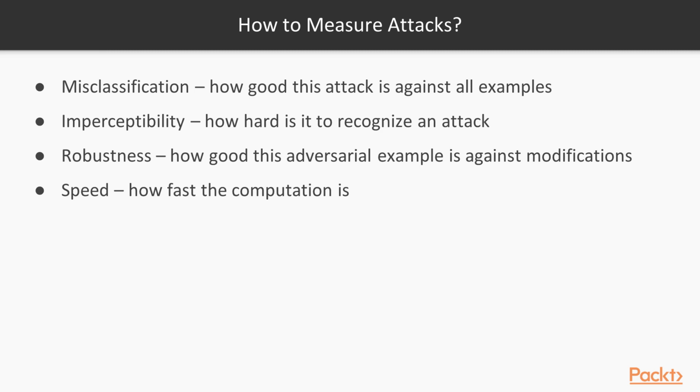And finally, we've learned how to measure attacks. Here are the 4 parameters: misclassification, how good this attack is against examples; imperceptibility, how hard it is to recognize the attack; robustness, how good this adversarial example is against modification; and speed, how fast the computation is.